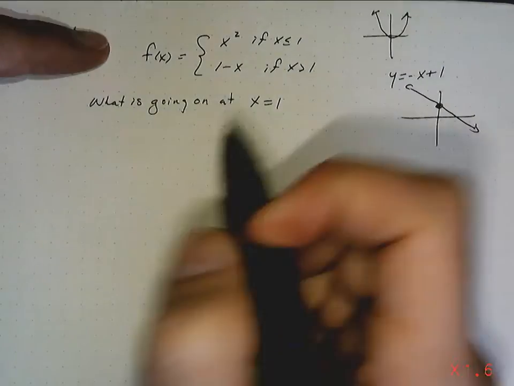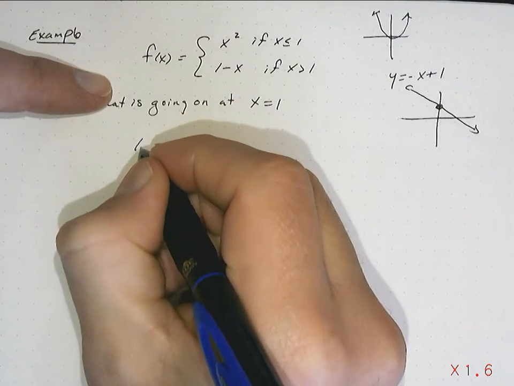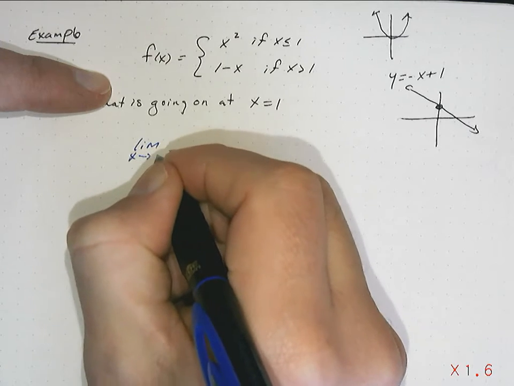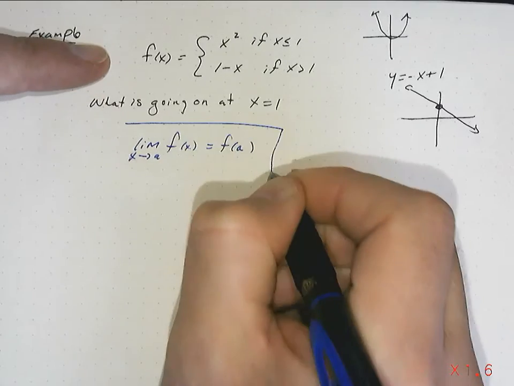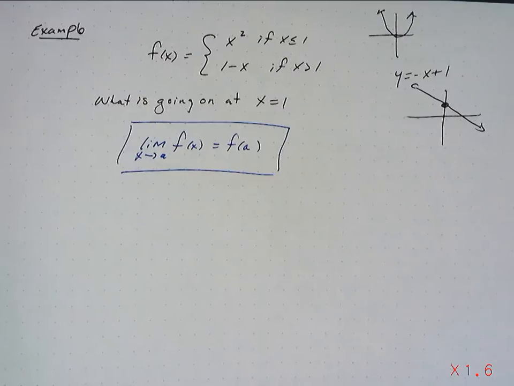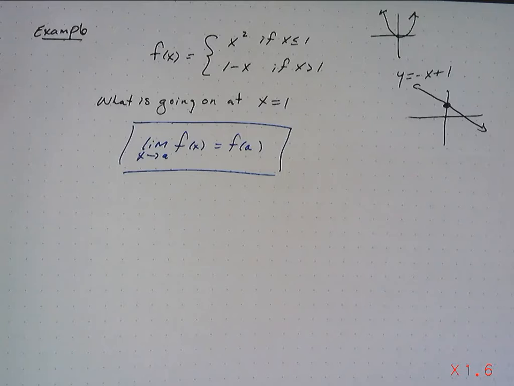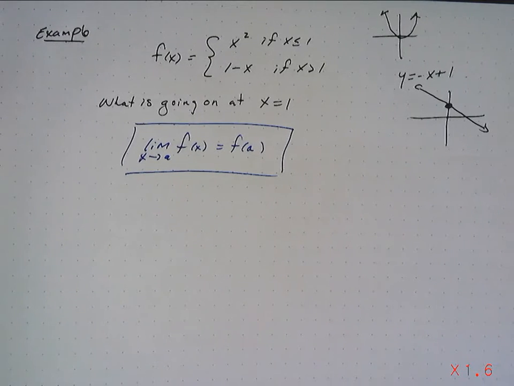What are the conditions for continuity? Well, the limit as x approaches a of f of x has to equal f of a. If you're thinking about getting a new tattoo, that's a good one. That would be great to see on someone's forearm or something.